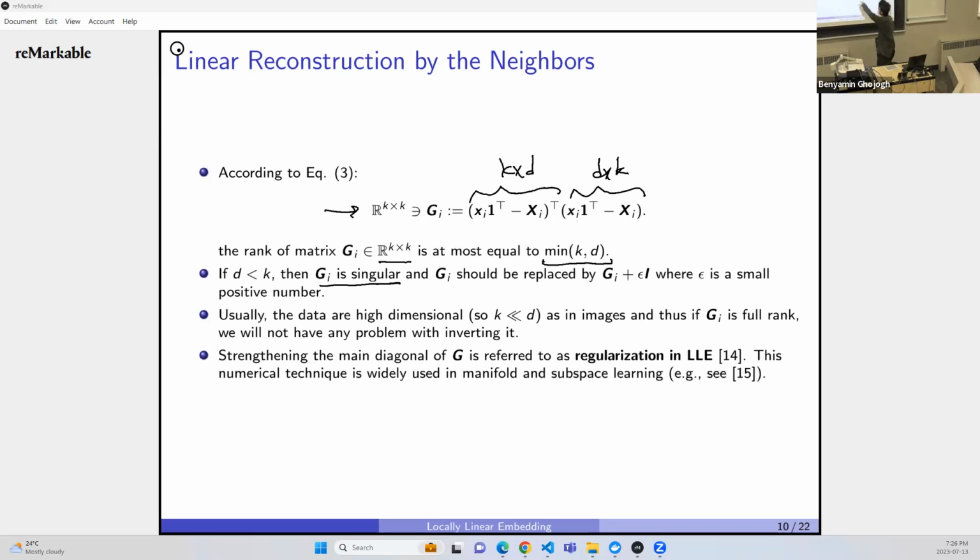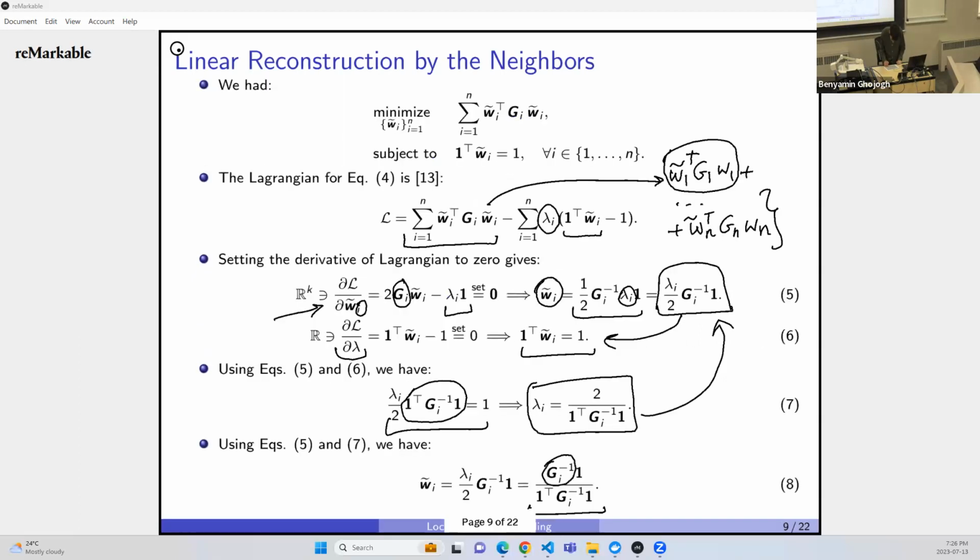Why? Because G_i is K by K. If D is less than K, it means that its rank is D. Why? It is K by K, so it's not full rank. So it's singular. However, we have G_i inverse in the solution. It's a problem. It shouldn't be singular, right?